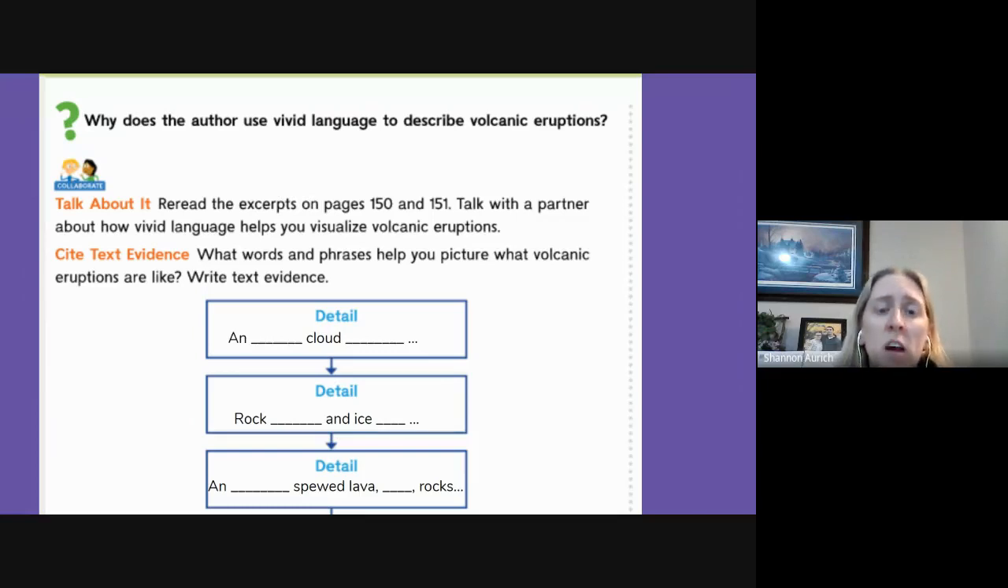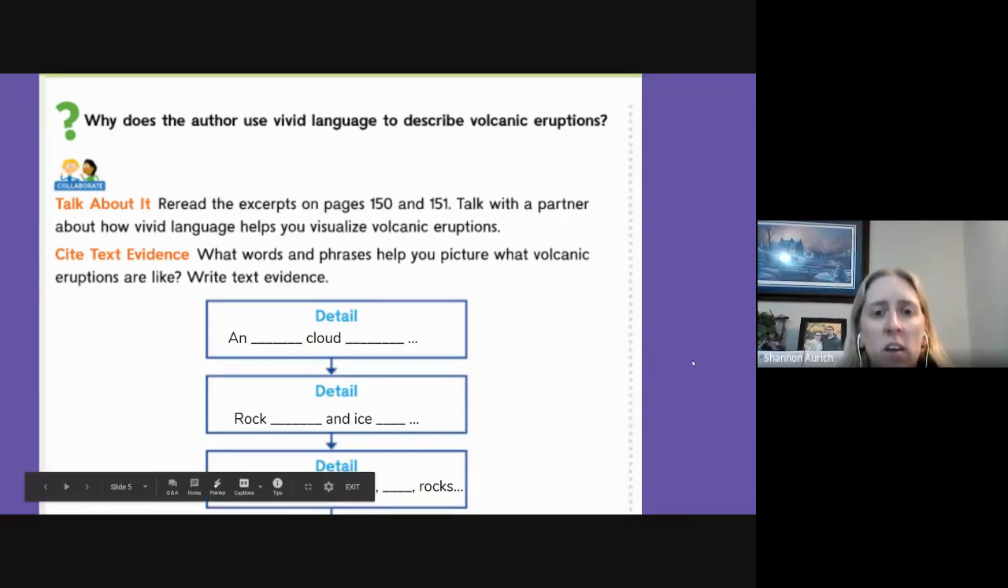Reread the excerpts on the past two workbook worksheet pages, page 150 and 151, and talk with a partner or think about it on your own about how vivid language helps you visualize volcanic eruptions, gives you those mental pictures. What words and phrases help you picture what volcanic eruptions are like? And write text evidence. All right, detail: blank cloud blank.